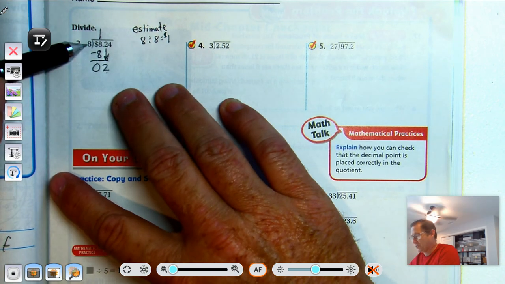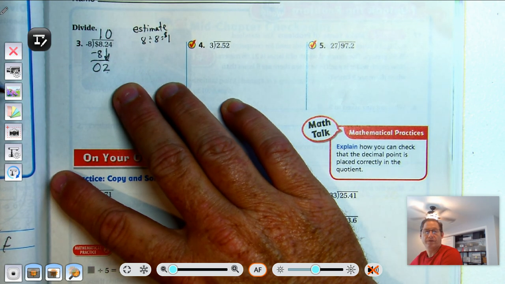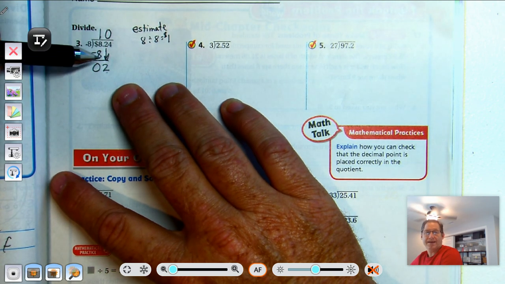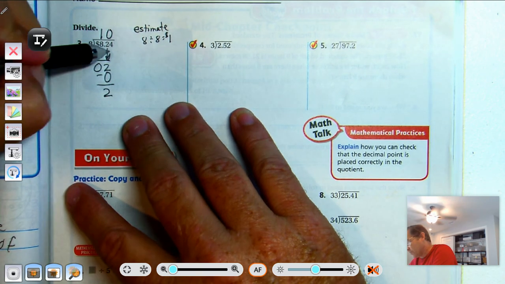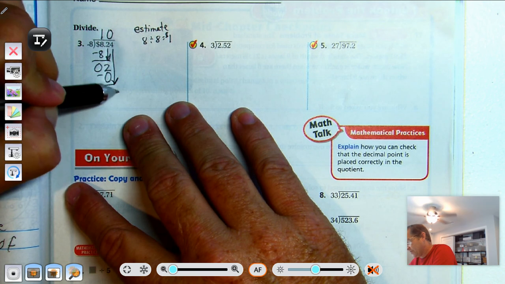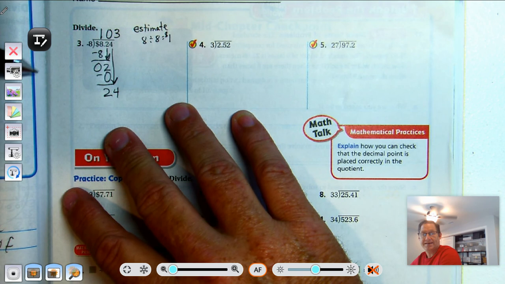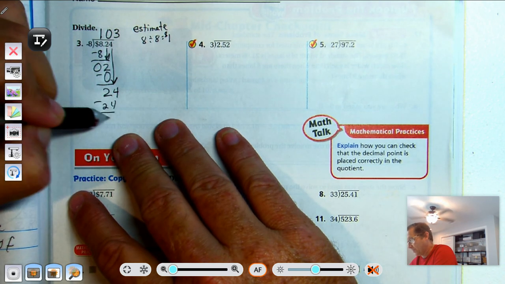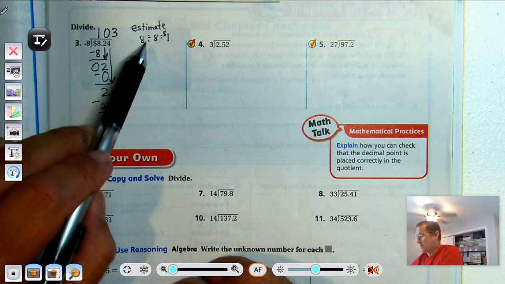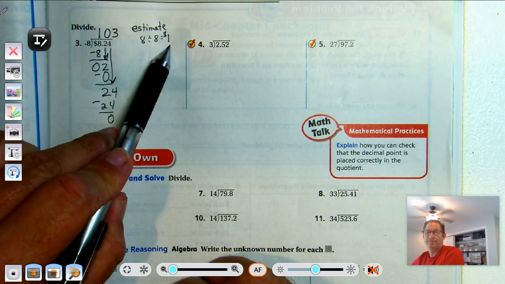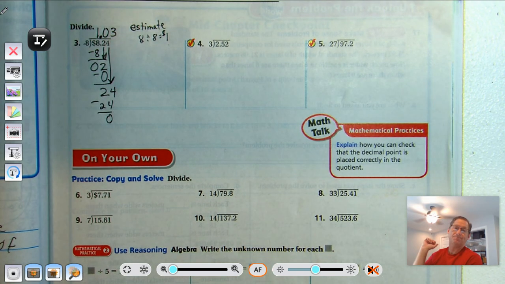I can't share 2 with 8 groups. So I'm going to have to put 0 in each group. And 8 times 0 is 0. Subtract, we're left with 2. We still have the hundredths to share, so let's bring down the 4. 24 divided by 8, we know that that's 3. 8 times 3 is 24. All right, subtract, we get 0, and there are no more numbers in the dividend. We said our estimate was $1, so the decimal point has to go after the 1.